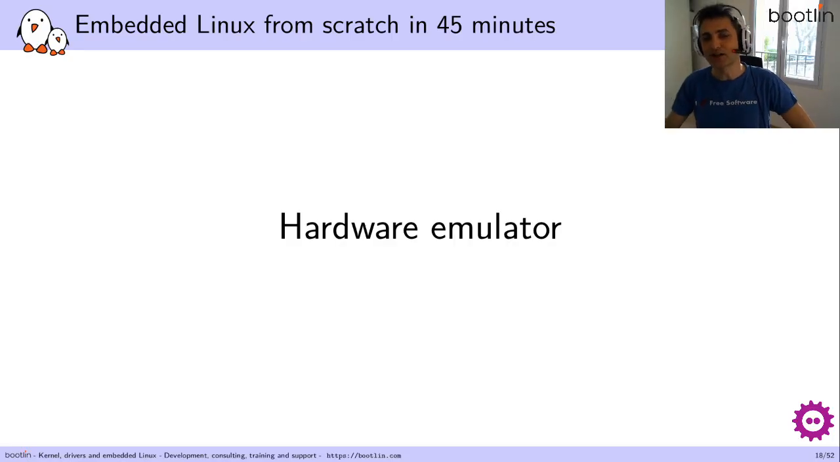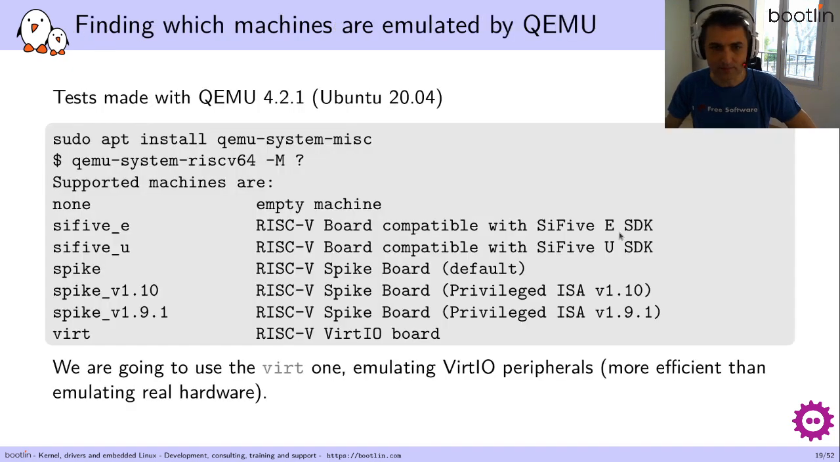Now let's choose a platform to run our software. And to allow you to run the same steps as I do, I chose a hardware emulator, which is QEMU. So I'm going to make the tests with QEMU 4.2.1 from Ubuntu 20.04. You install it from the qemu-system-misc package, and with the -M ? option, you can see which boards are available. It emulates real hardware boards, but also this interesting virt board is what I'm going to choose, because it emulates virtual I/O peripherals instead of emulating real hardware, and that's much more efficient.